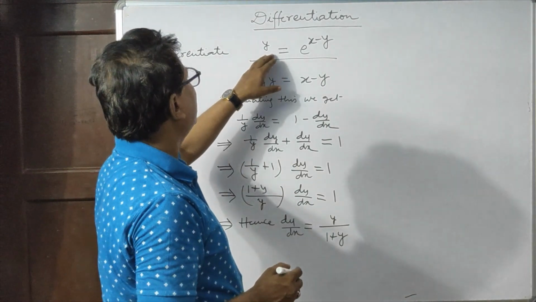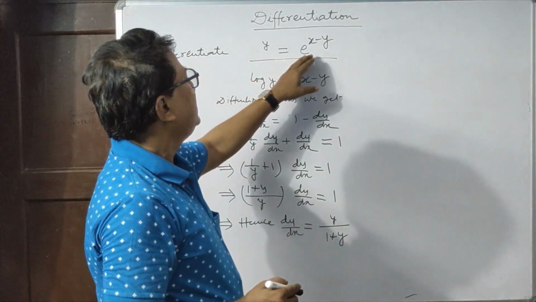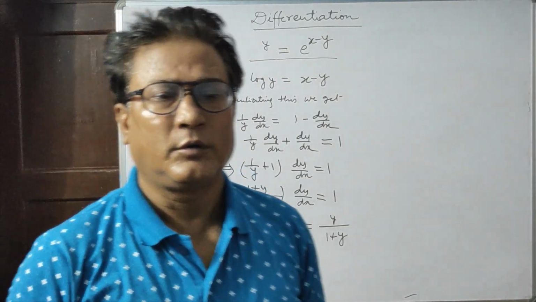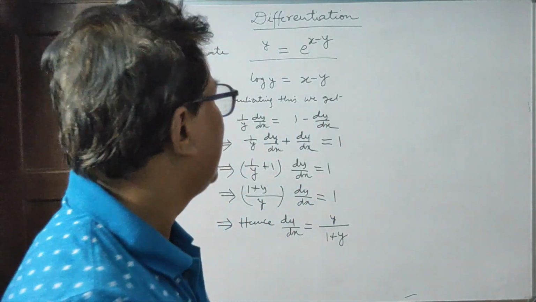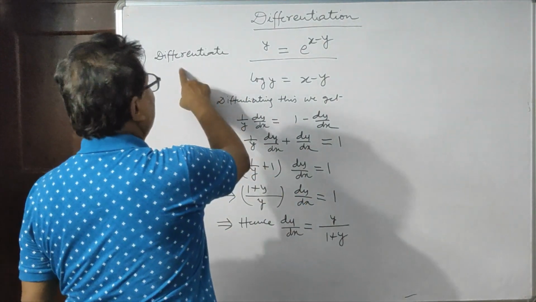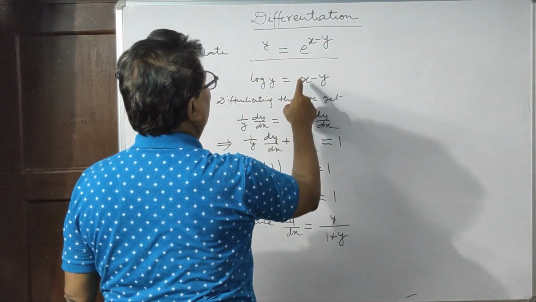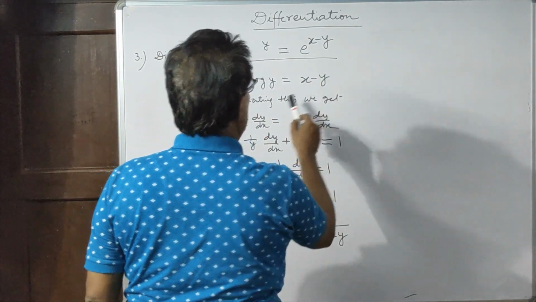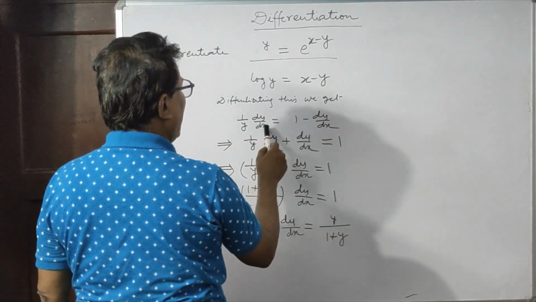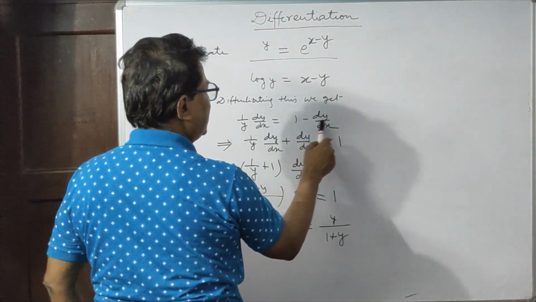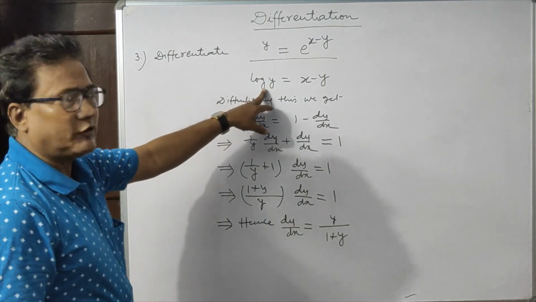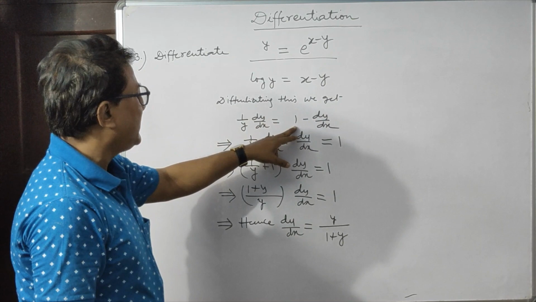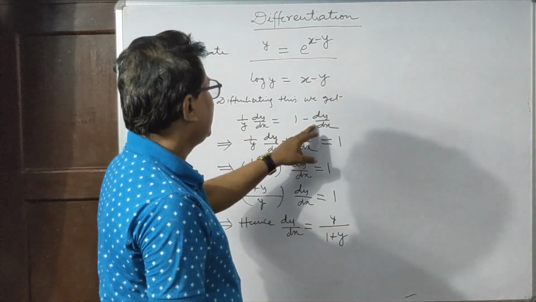You differentiate the function y is equal to e to the power x minus y, and then how do you derive this? How do you differentiate this function? Log y is equal to x minus y. Differentiating this gets 1 by y dy by dx is equal to 1 minus dy by dx. Differentiation of log y will be this much. Differentiation of this will be this much, 1 minus dy by dx.